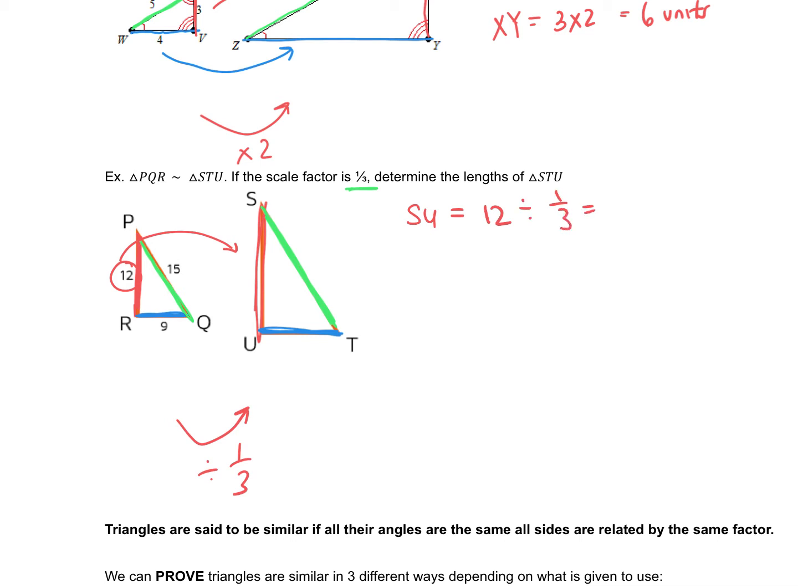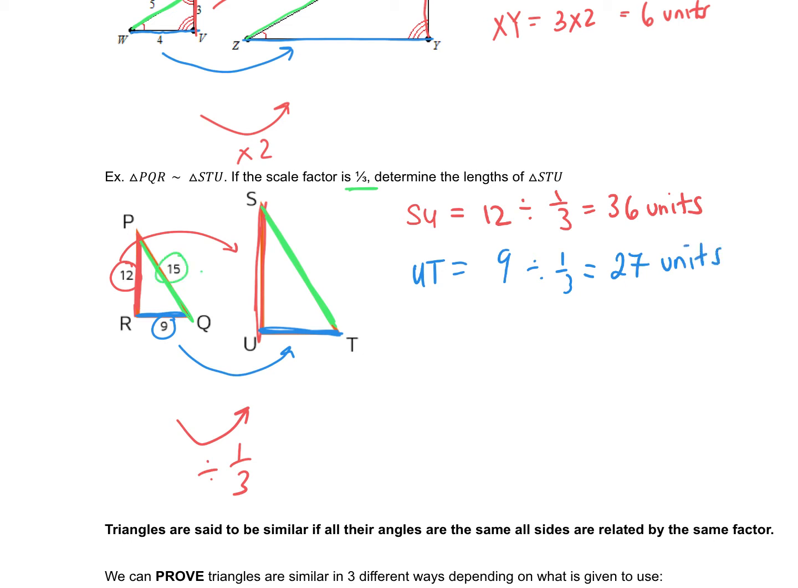So sometimes you have to try both options. Okay, let's look at the 9 units, trying to get UT. So once I choose division, I'm doing division the whole way through. So I'm going to do 9 divided by a third. And if you try that in your calculator, you get 27 units.